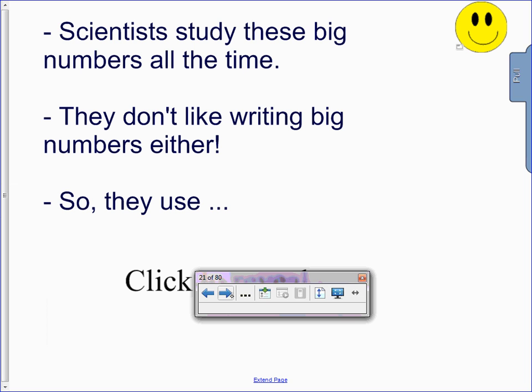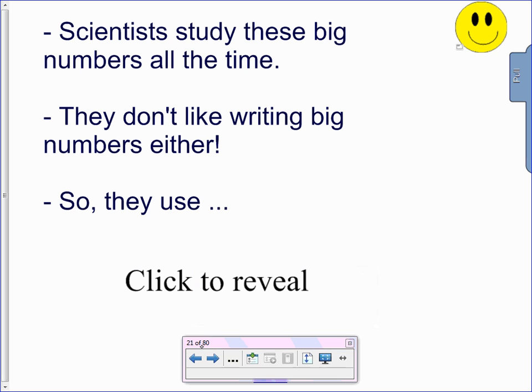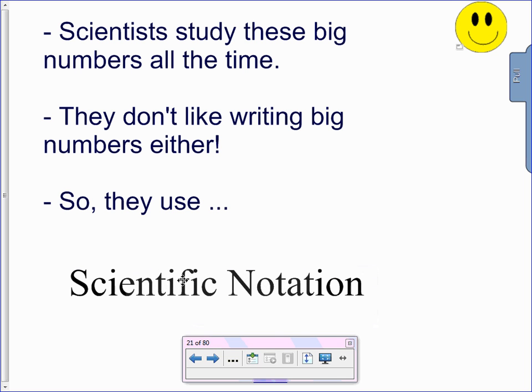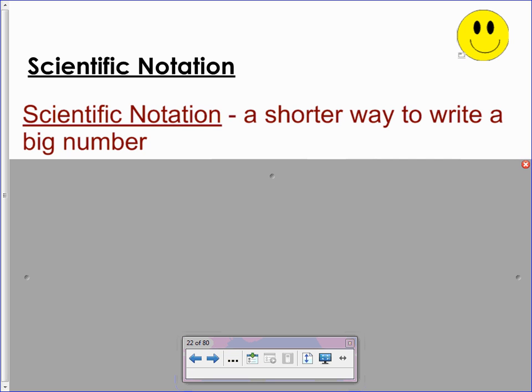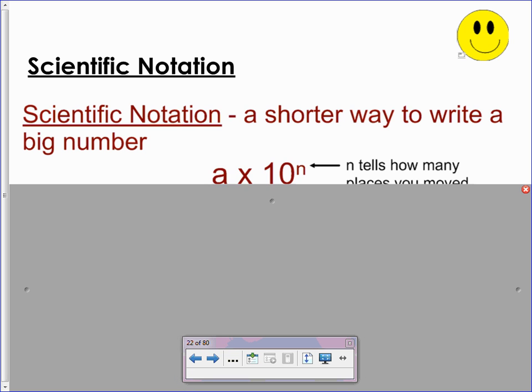So scientists in general study these big numbers all the time. And like me and you, they don't like writing big numbers. When you're even calculating the distance from galaxy to galaxy, the number in miles would be a whole page, basically. So instead they use something called scientific notation. Scientific notation is a shorter way to write a big or small number.